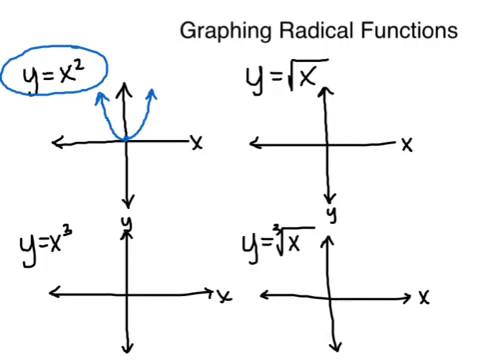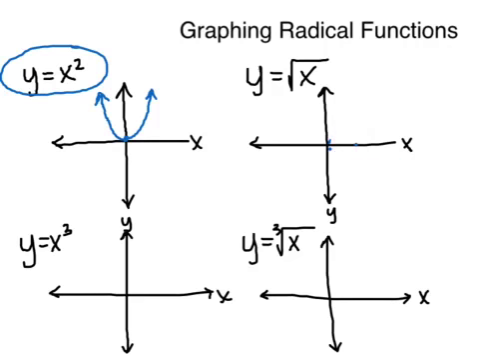Then, if you do the inverse of that, you would get something like this. But the problem is it wouldn't be called a function anymore if we drew the bottom part of the parabola. And the reason is because it doesn't pass the vertical line test.